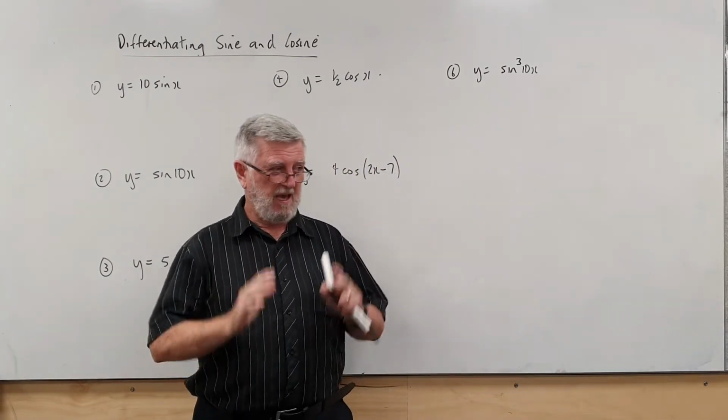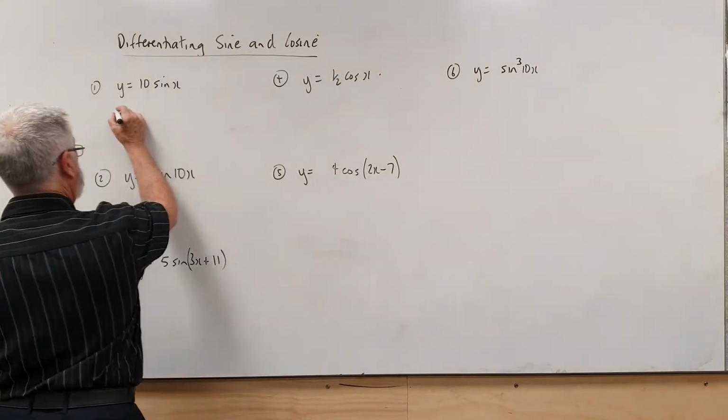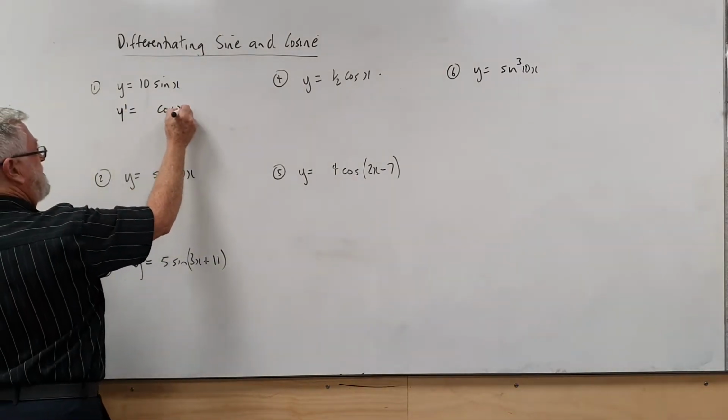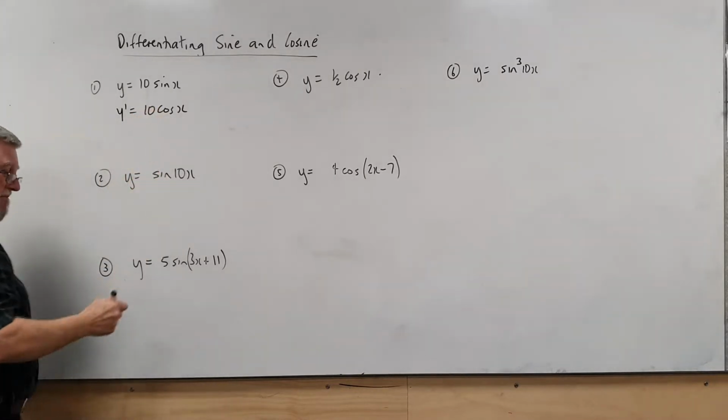This is just, how do I differentiate that question? No deeper meaningful understanding. Sine becomes cos. That's all there is to it. But you've still got the 10. So the 10 stays there. And what do I call it?